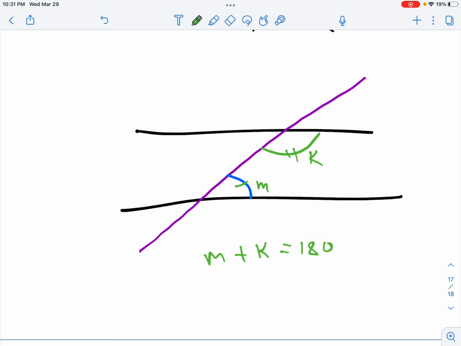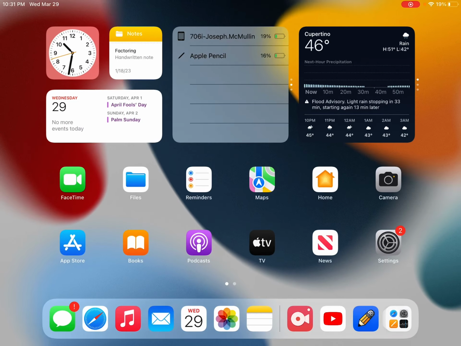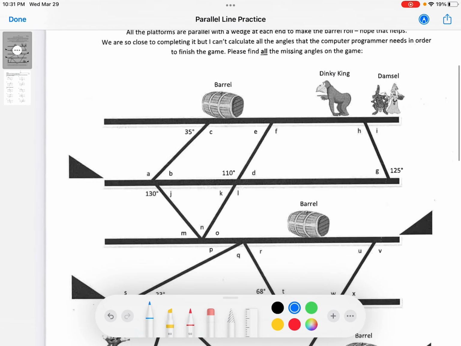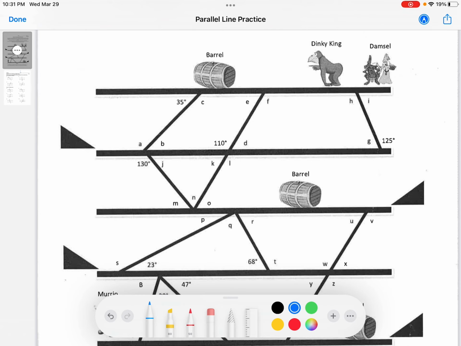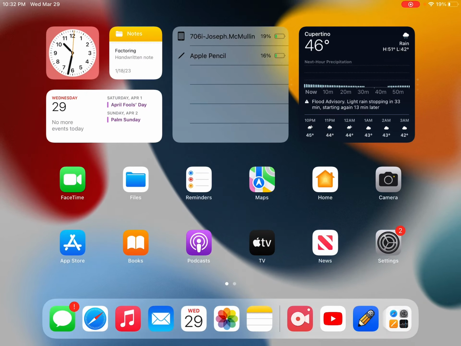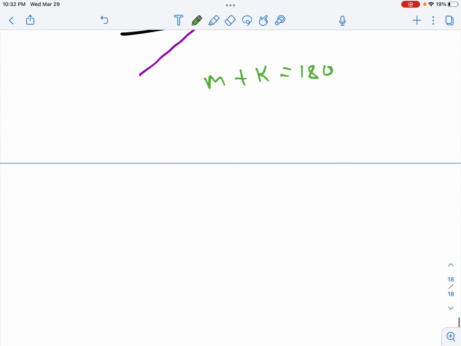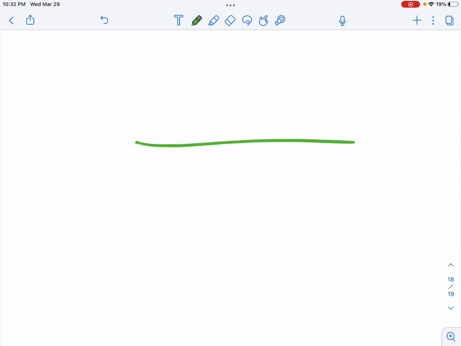Okay, so let's see how that relates back to this project we're doing here. We need to find these angles. I've got angle 35 here, and I've got angle A here. How am I going to solve those? Well, you've got to take a step back and say, what does this look like if I simplify a bit? Let's go into some notes here. What this is going to look like is this kind of thing.